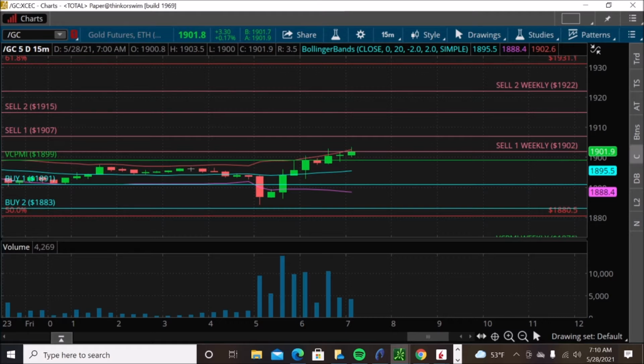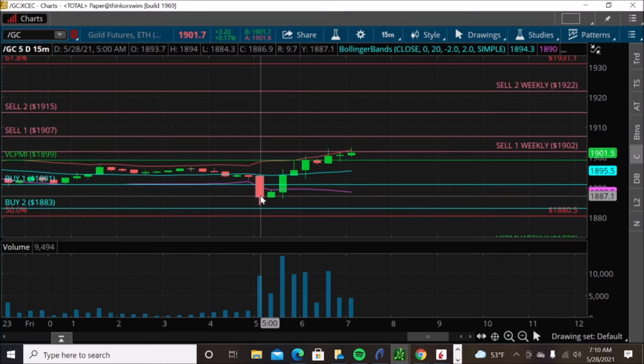I believe we saw a lot of short covering as we came into this morning with a low of 1884. The buy 2 level was expecting a trigger point to be developed at about 1883 if activated, but it found buyers at a higher level here.